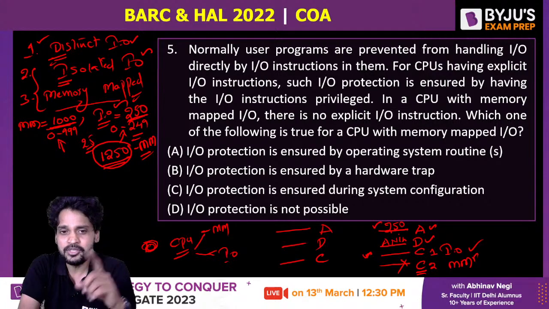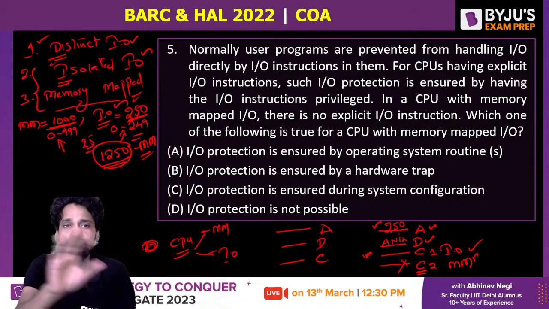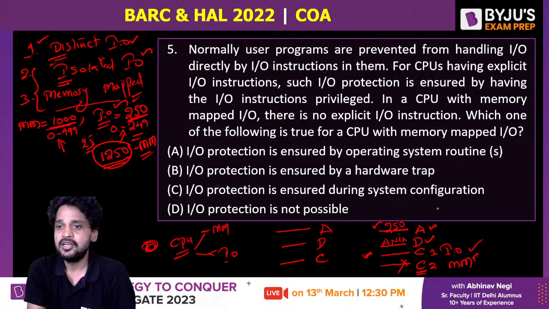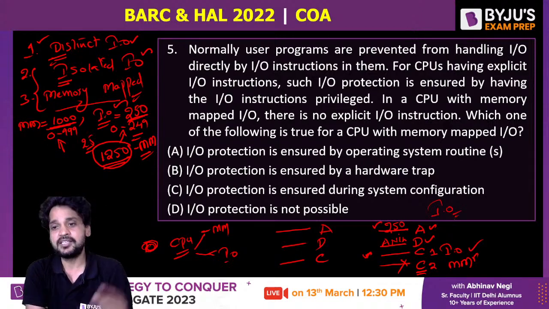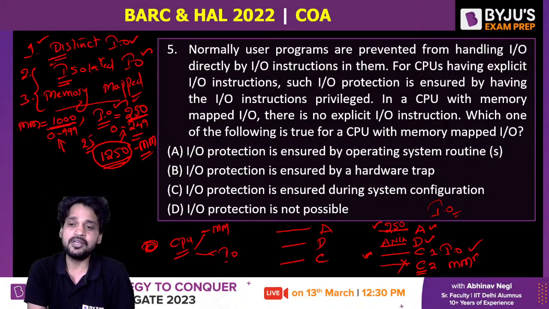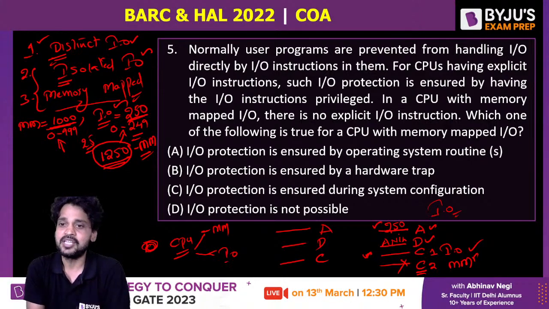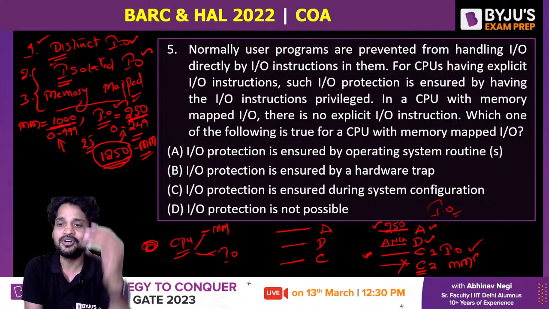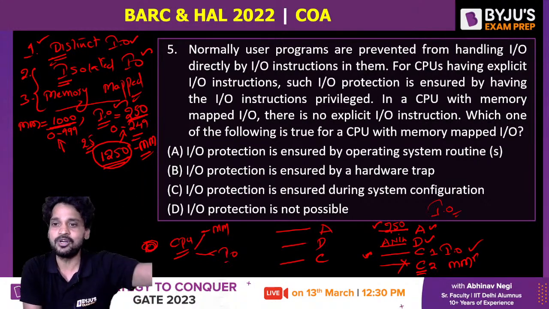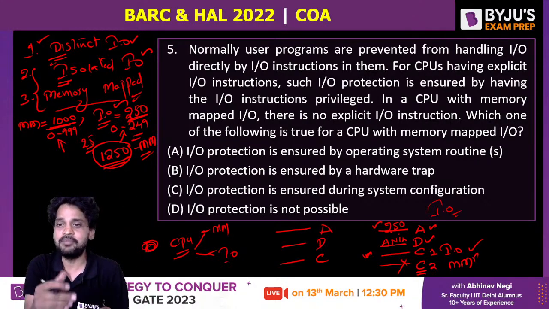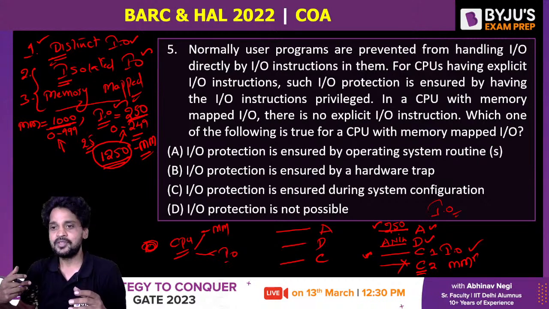But the problem here is that there won't be any specific IO instructions. If there are no IO instructions, how is protection possible? If there is an IO instruction, it is a protected instruction. An IO instruction is a privileged instruction, because when it is executed, you are going to access your IO devices. None of the IO devices can be accessed directly by the user.